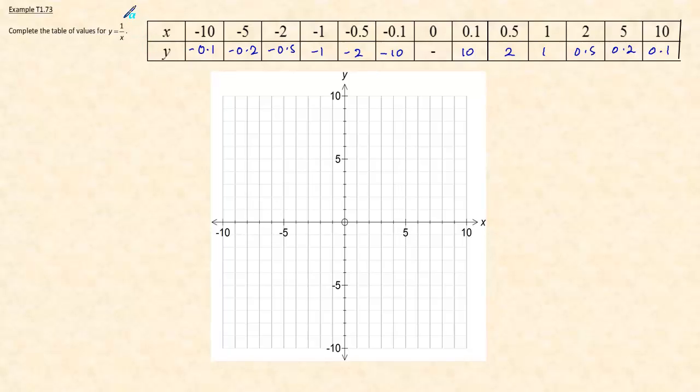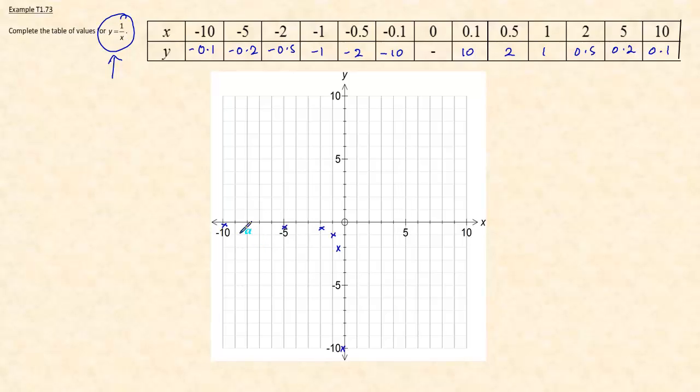Now, part of the reason for doing this is we want to know what y equals 1 over x looks like. So we could plot these. So negative 10, negative 0.1 is here. Negative 5, negative 0.2. Negative 2, negative 0.5. Negative 1, negative 1. Negative 0.5, negative 2. Negative 0.1, negative 10.